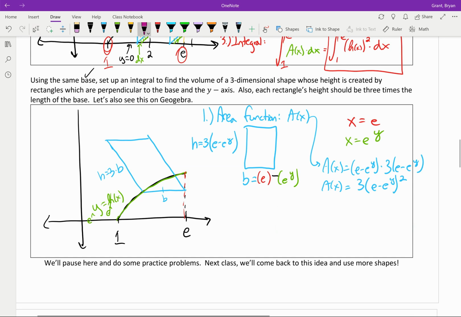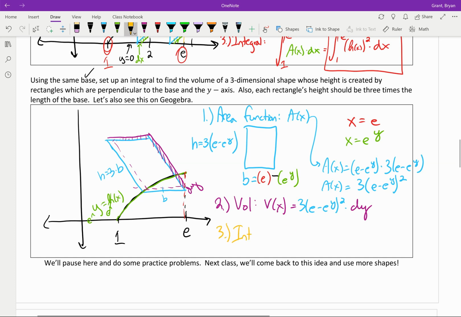Okay. Now, that's 2 dimensions. We need to give it a third dimension. So let's give my cute little rectangle here a little bit of dimensionality. And we can maybe see this poking off the screen at you. You'll notice too that this piece right here is now not along the x-axis. If you extend it out, it's actually along the y-axis. So the width of this base now is not dx, but my width is now dy. So my volume function, maybe I'll call it V of x this time, is just going to be A of x, which was 3 times e minus e to the y squared, that's 2 dimensions, times my third dimension, which is dy.